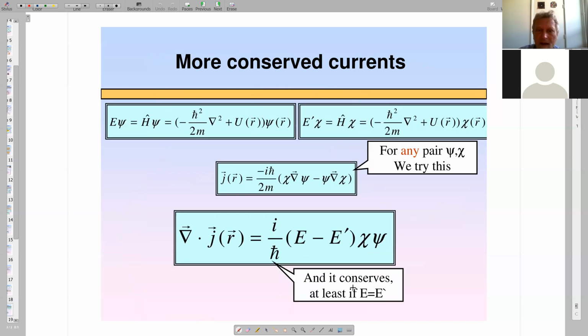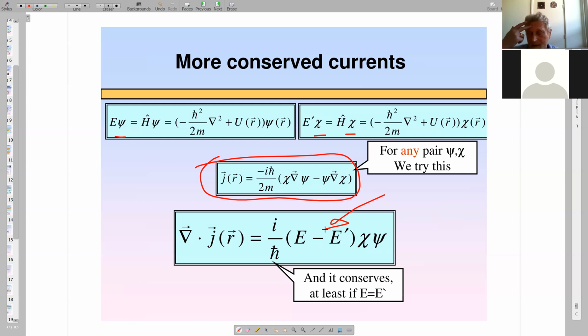I will do it immediately. I will apply it for two wave functions which obey the same Schrödinger equation. Let me find the current in this way. So for any pair of solutions, I can define such a current, and I use the same machinery to check if divergence is zero.